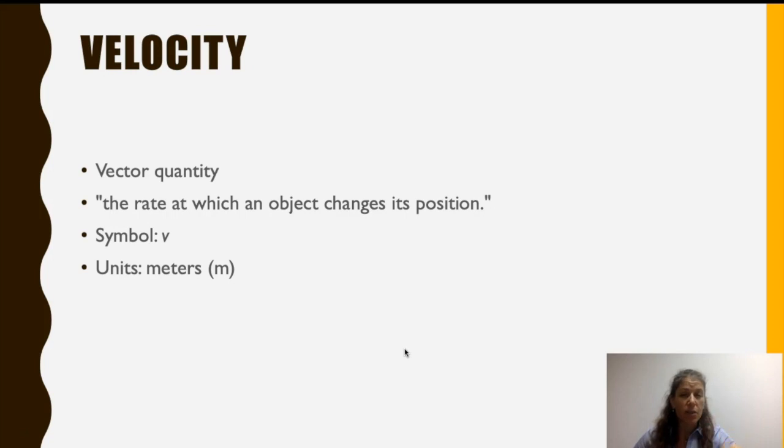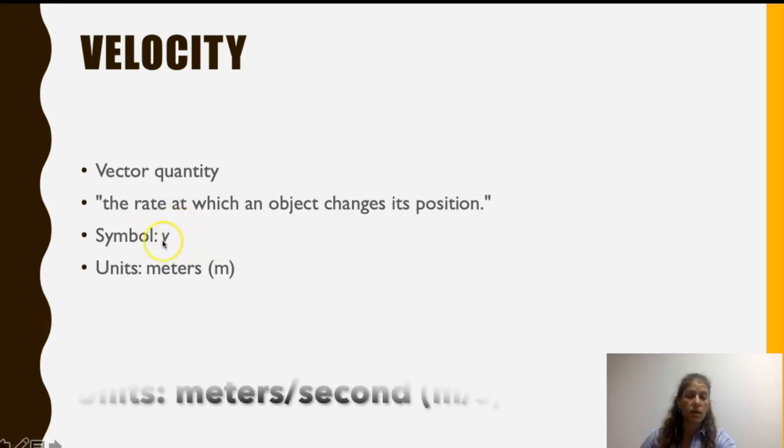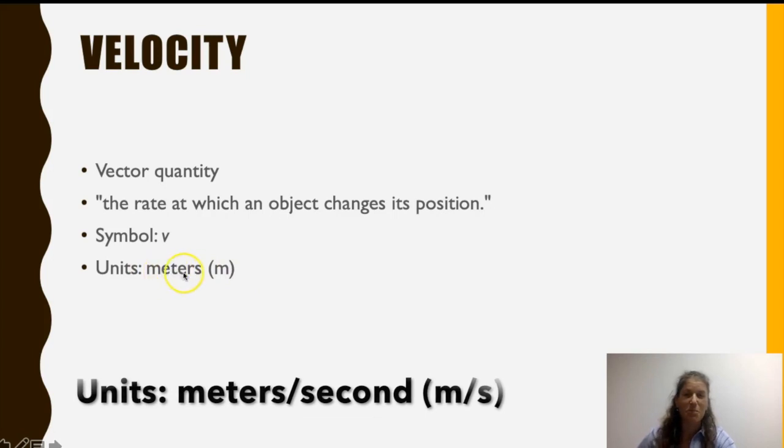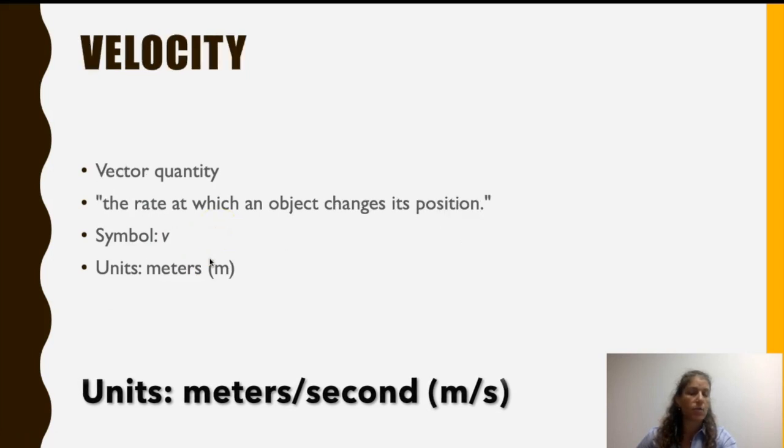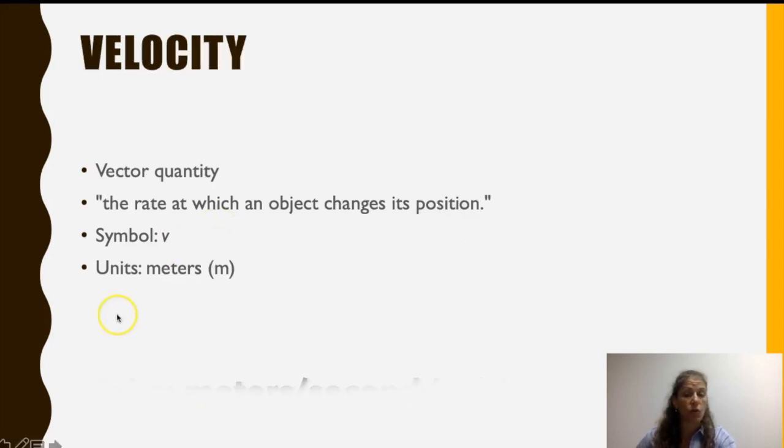Velocity is very similar. It's speed in a particular direction. However, it's calculated a little differently because it's more about the displacement over time. But you'll notice that the symbol is the same, and the units, well, these units are wrong. They should say meters per second. But the units and the symbol are exactly the same for speed and for velocity. We do not use S for speed, just so you know. That's distance, actually. And so we'll do some practice with that. But the definition is the rate at which an object changes position.